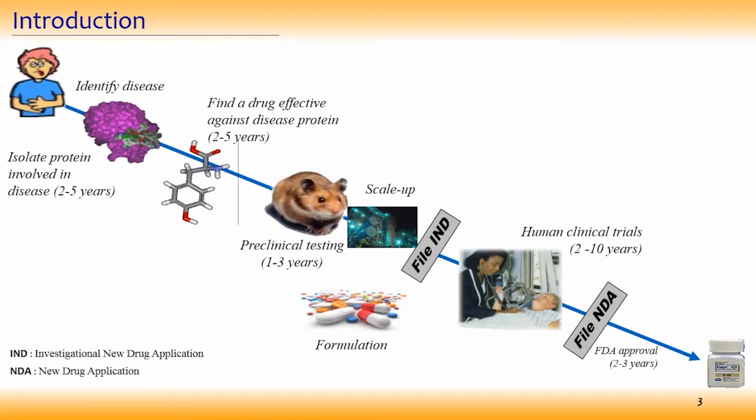It is well known that the development of new drugs is a long and expensive process, starting from identifying the disease, by isolating proteins involved in this disease, which takes almost 2 to 5 years, passing through finding an effective drug against this disease, then the preclinical testing, and of course the human clinical trials that take almost 2 to 10 years, and the last part, which is the approval of this drug.